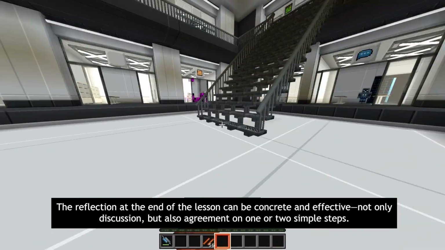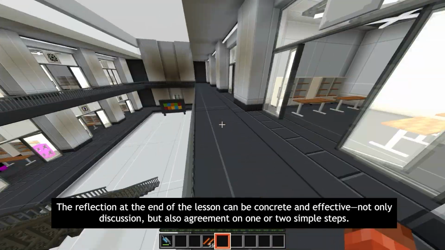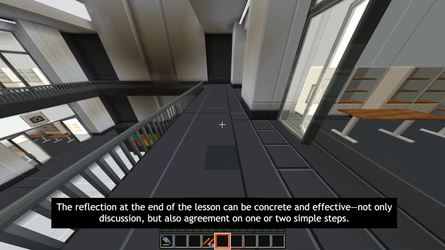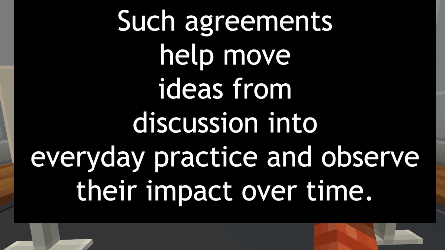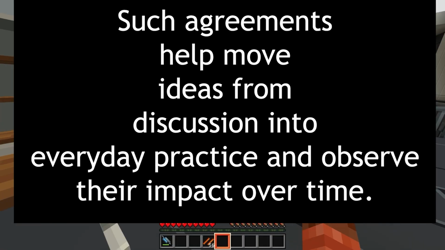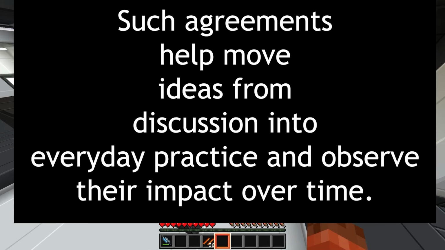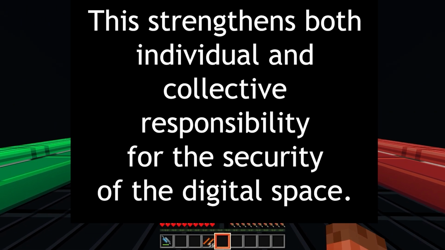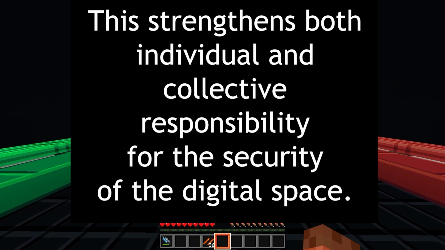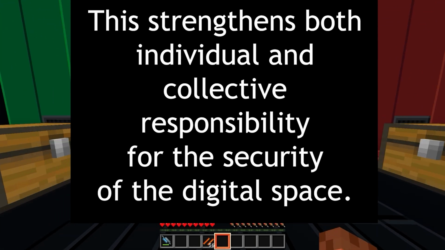The reflection at the end of the lesson can be concrete and effective, not only discussion, but also agreement on one or two simple steps. Such agreements help move ideas from discussion into everyday practice and observe their impact over time. This strengthens both individual and collective responsibility for the security of the digital space.